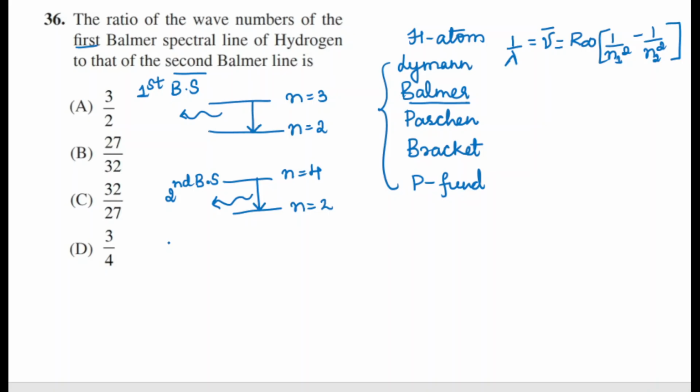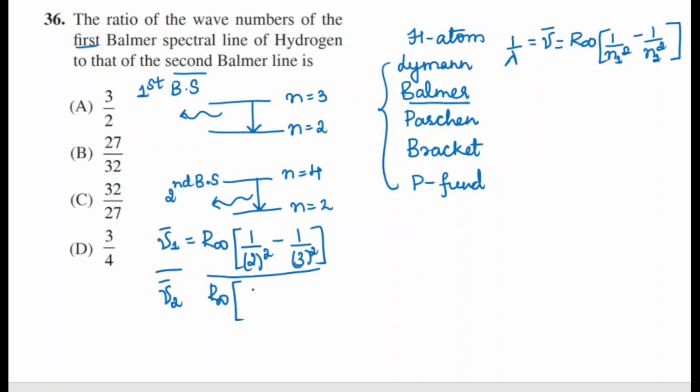So 1 divided by lambda, that is nu 1 bar, is equal to R infinity, the Rydberg constant, whose value is 1.097 into 10 to the power of 7 per meter, into 1 divided by 2 square minus 1 divided by 3 square, for the first Balmer series, n1 equal to 2 and n2 equal to 3. All divided by nu 2 bar, which is R infinity into 1 divided by 2 square minus 1 divided by 4 square.